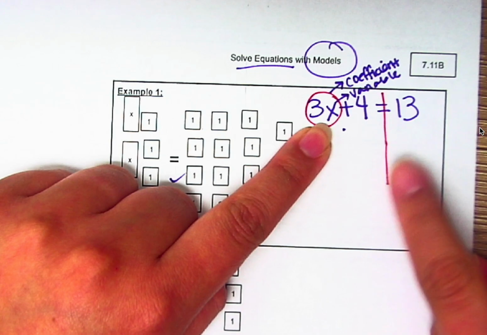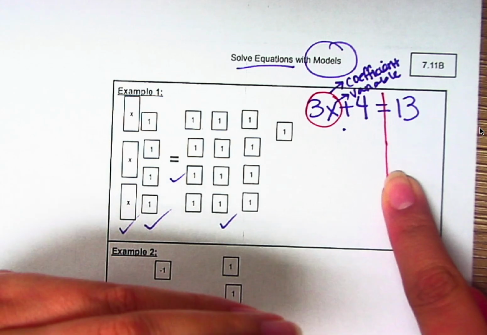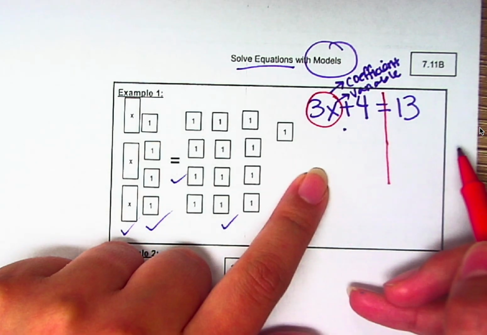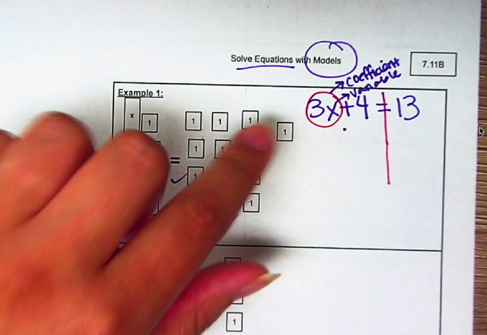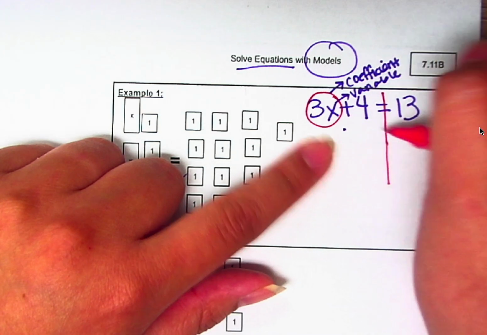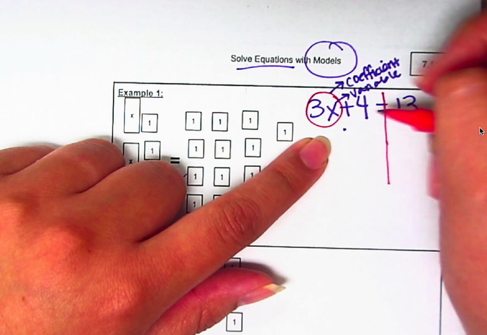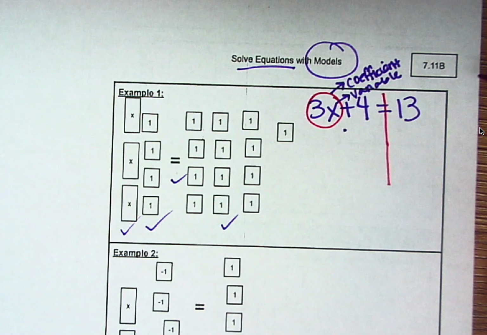Okay? This line represents math is fair. What do I mean by that? So whatever you do to one side, you have to do to the other. Math is fair, right? So we finished that. We drew our circle, drew a line through the equal sign. Now we're going to do the inverse operation. I'm going to say that again.